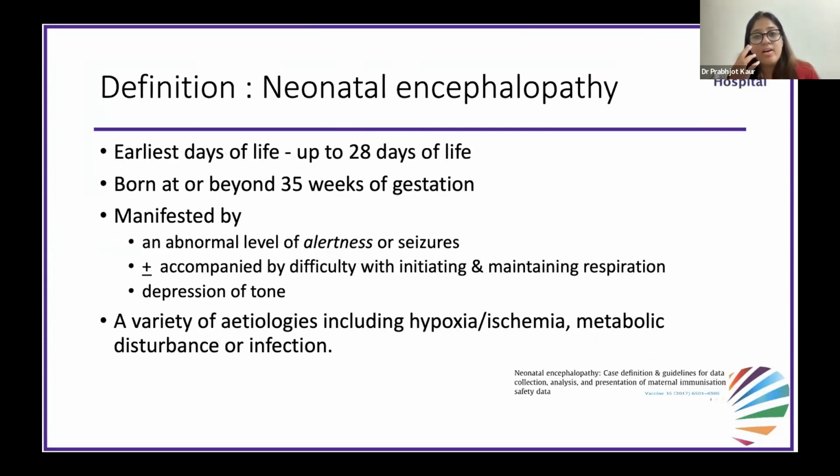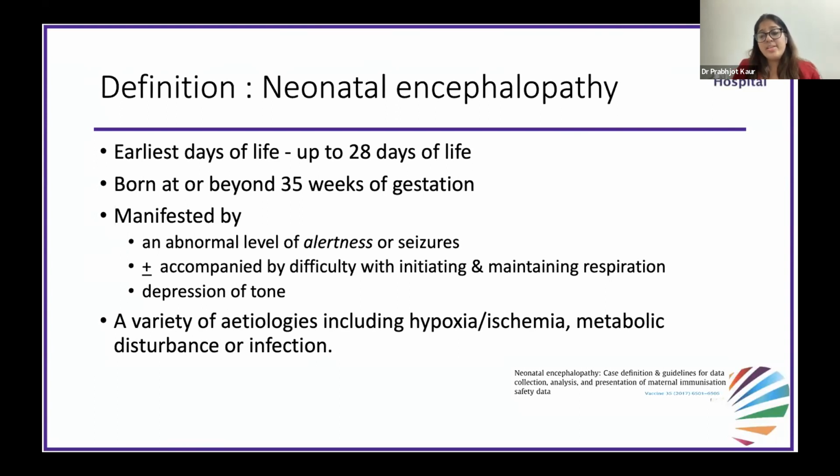So it was later modified to include earliest days of life, which is defined as the period up to the first 28 days of life for children who are born at or beyond 35 weeks of gestation, manifested by an abnormal level of alertness or seizures, and the rest of the features remain the same. Now, there are two things in this definition. One is that there's an emphasis on more than 35 weeks of gestation. Both these definitions are predominantly used in research-based activities or epidemiological surveys. Beyond 35 weeks of gestation, it is easier to evaluate a newborn neurologically. Less than 35 weeks, owing to the developmental maturity of the newborns, it may sometimes be difficult to assess whether the examination is actually abnormal or not.